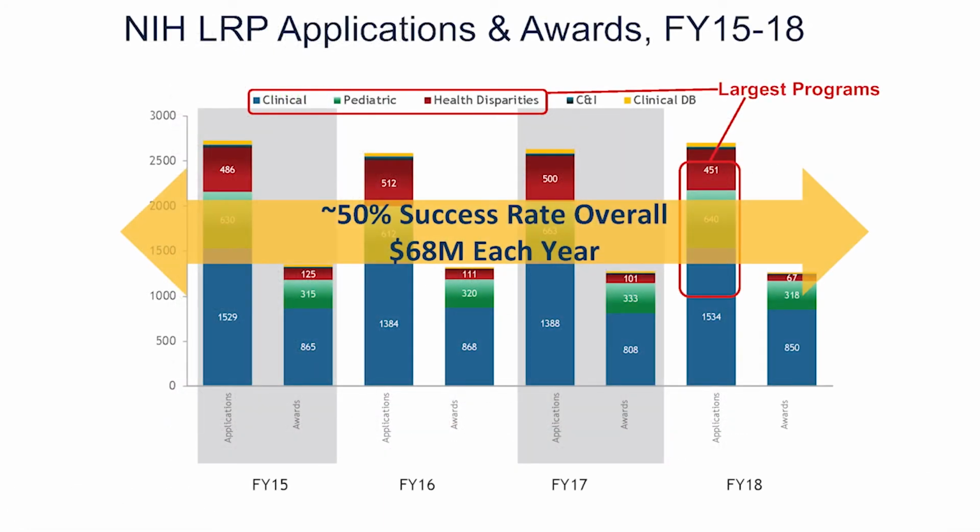This slide is a little bit busy, but there are a few things on the slide that I want to really call your attention to. The first thing is that our three largest programs for the LRPs are the clinical, pediatric, and health disparities research LRPs. Also, as you can see, our success rate is approximately 50% across all of the NIH ICs. So that means that some are lower and some are much higher, but overall, the success rate for the program is about 50%, and that's better than any success rate you're going to see at NIH.